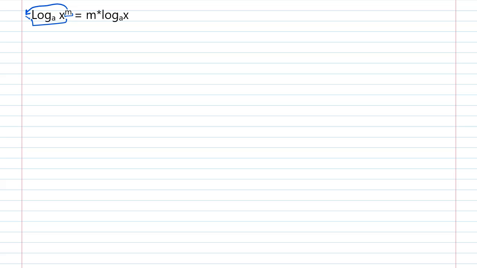And as an example, if you are given log of 5 to the power of 1.6 base 2, if you take this to the front side, it will be 1.6 multiplied by log of 5 base 2.